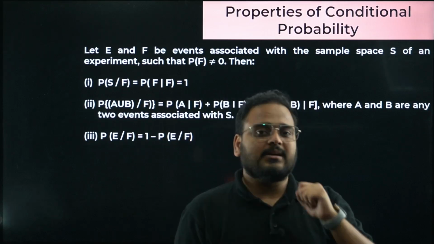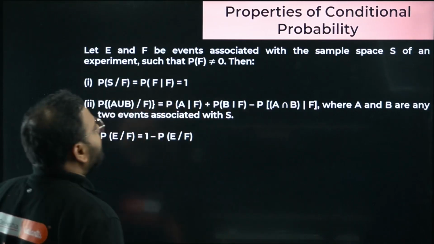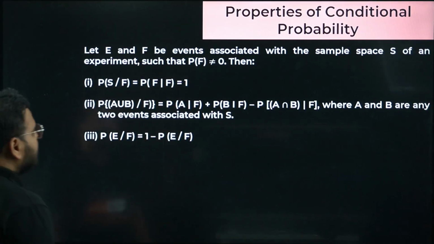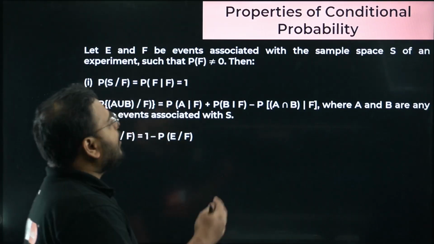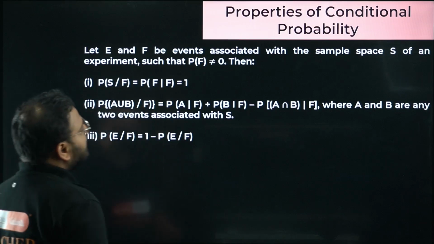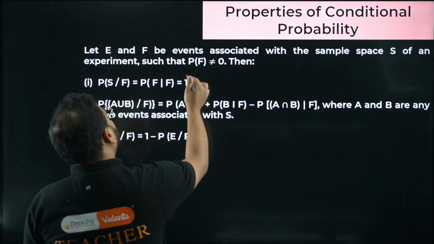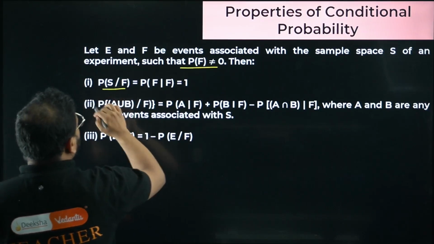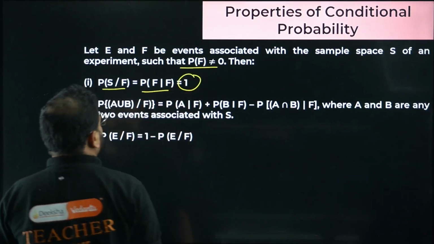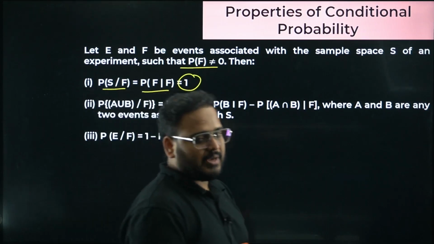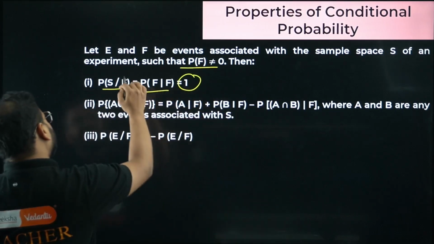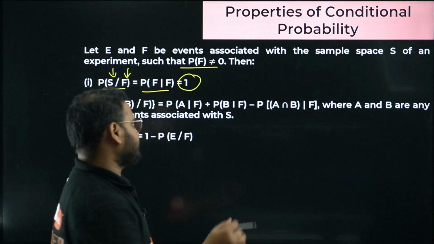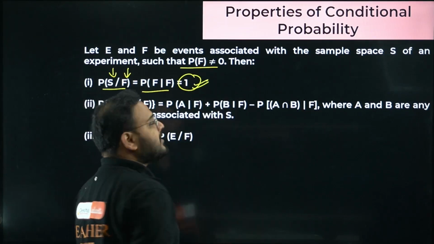We'll solve them to complete our session. Okay, so please have a look at the properties of conditional probability. Let E and F be events associated with the sample space S of the experiment, such that P(F) is non-zero. Then P(S|F), or P(F|F), is nothing but 1. Basically the event F has already occurred, and the chances of the whole sample space occurring will always be 1.